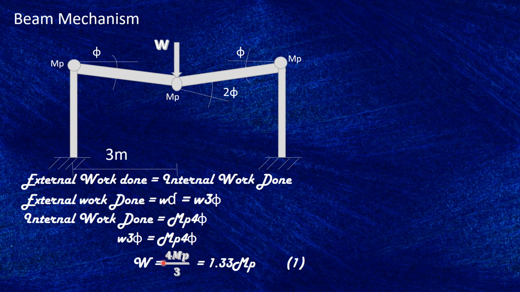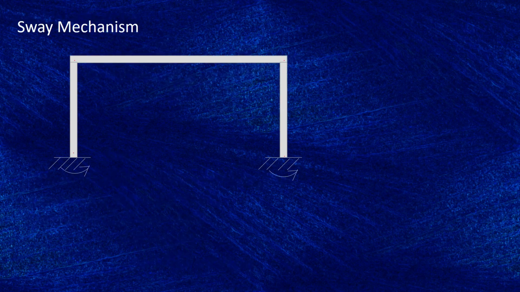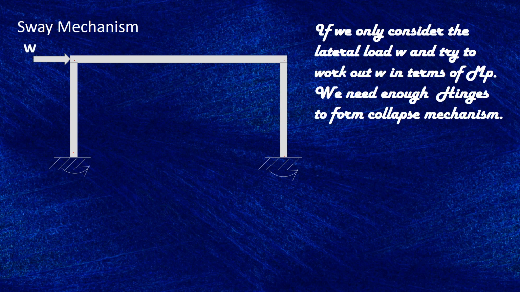We find that the W we need is 4 times the MP divided by 3, which is 1.33 times MP to cause that plastic collapse of the beam. That's just considering the beam mechanism. What if we consider the sway mechanism only, taking lateral load W in this way? What would be the mechanism that would form?